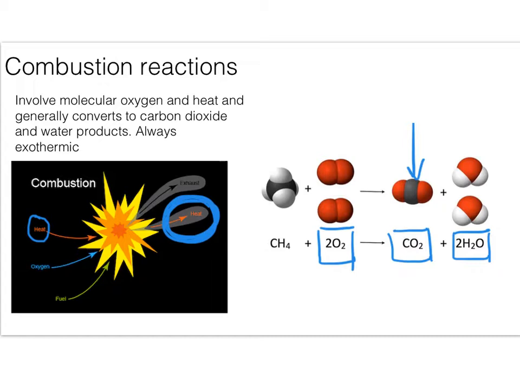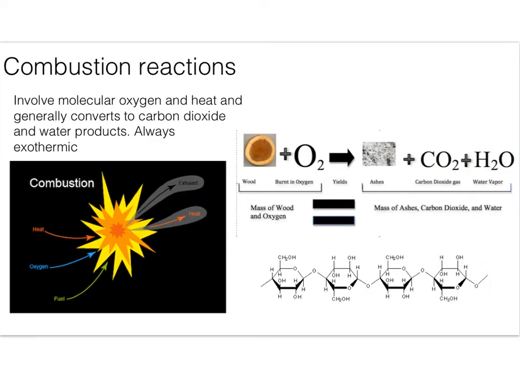And so an example might be burning something like natural gas. Natural gas is going to produce a single equivalent of CO2 and 2 water molecules when it reacts with 2 oxygen molecules. Going back to the wood example, so what's going on here?